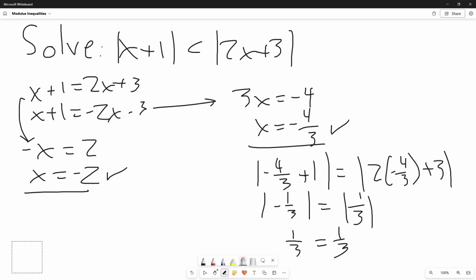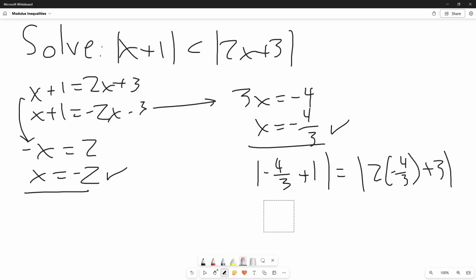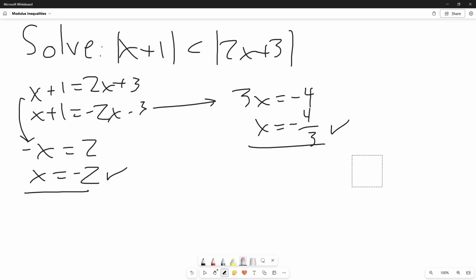So now that we have both solutions, and right now I'm going to erase the work done to prove that they're both solutions, but if you're doing this on homework or a test, you shouldn't do that because I don't have enough room. So now we need to write a sign diagram with points at both of our solutions, one at negative 2 and one at negative 4 thirds, and check if the inequality works for all of these intervals.